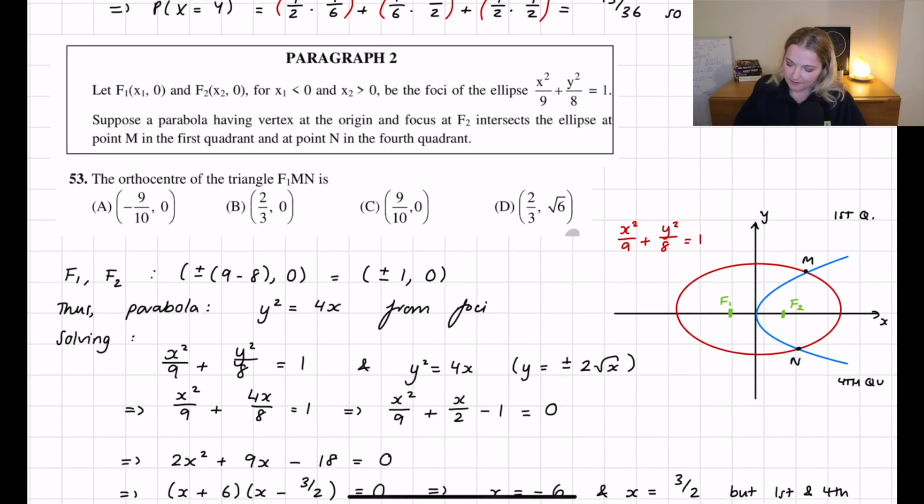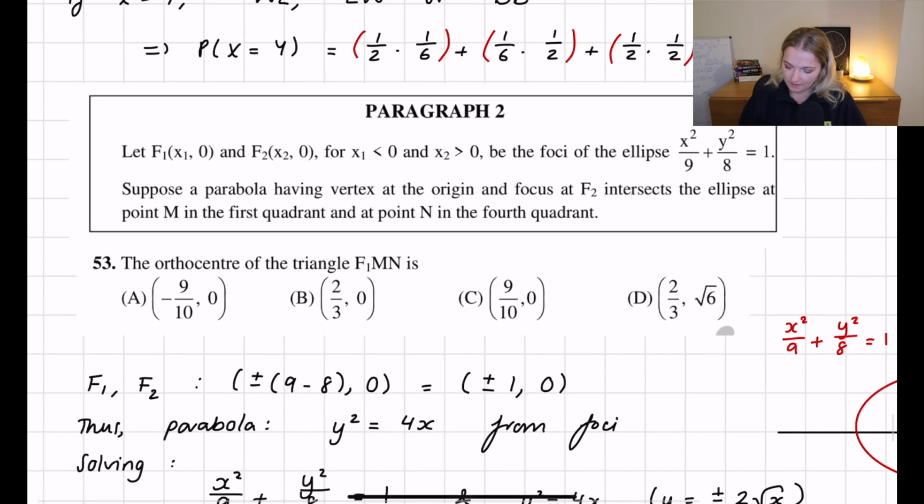The question says here, let F1 and F2, which are at x1, x2 and y equals 0, for these values of x, be the foci of the ellipse. Doing some geometry here. And it says, suppose a parabola having vertex at the origin and focus at F2 intersects the ellipse at point M in the first quadrant and point N in the fourth quadrant.